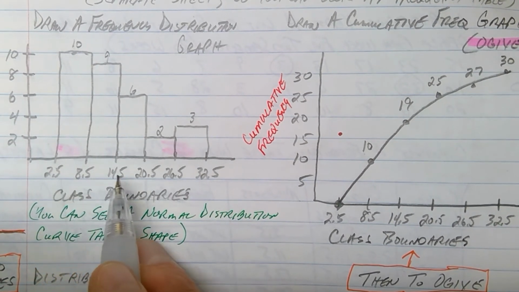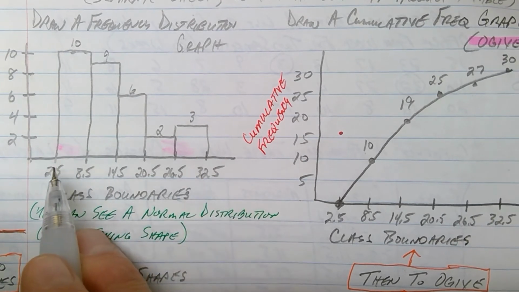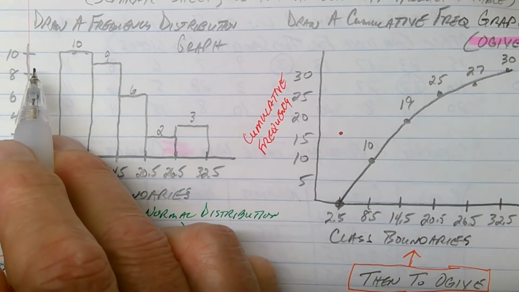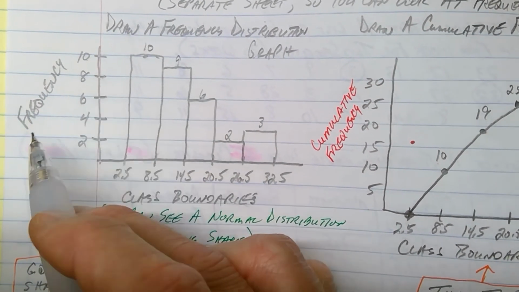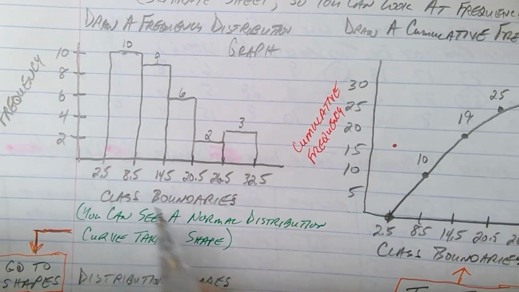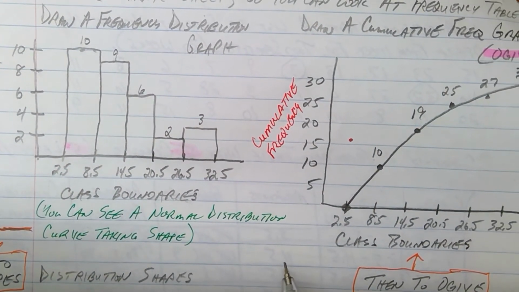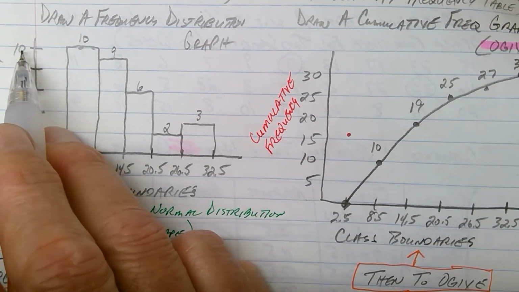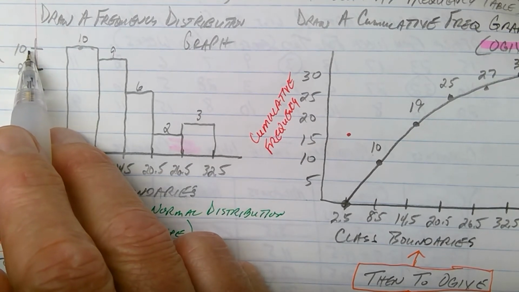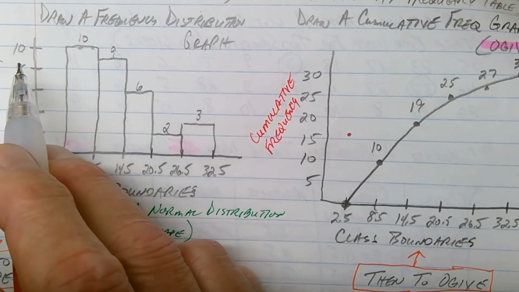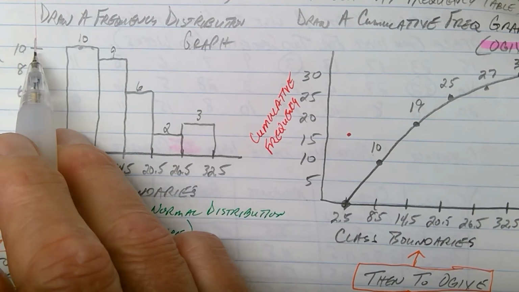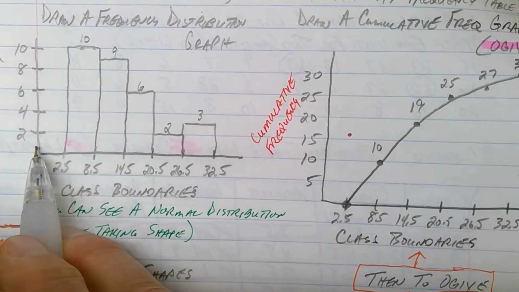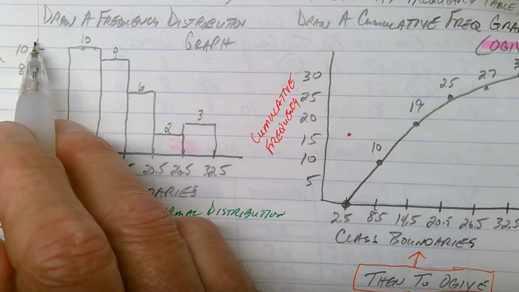So class boundaries are going to be our measurements on the x-axis on the bottom. Our y-axis, well, you just got to ask yourself what you're measuring. We are measuring frequencies. So if you go back to your table and look at your frequency column, the highest number we had was 10 frequencies in that first row. So make your y-axis go up to 10. You can use any units you want. I went by 2s: 2, 4, 6, 8, 10.